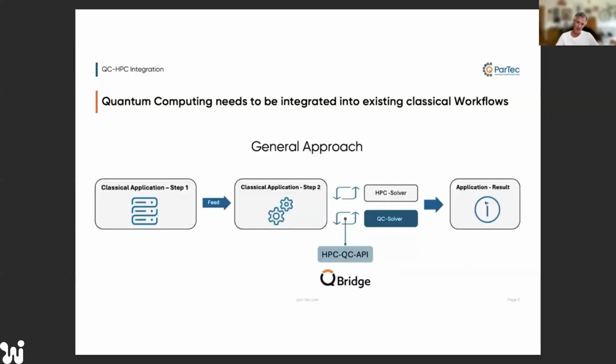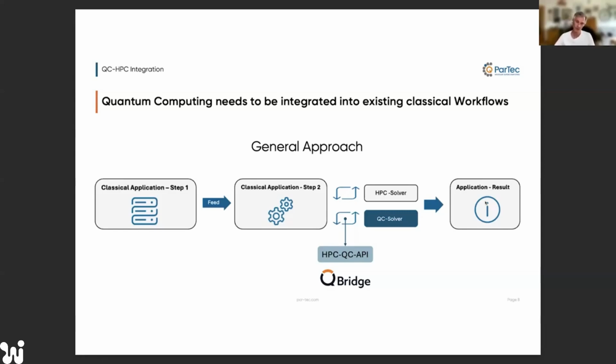Okay, as I said, there should already be some kind of workflow for the classical solution in AI or HPC. There's some pre-processing step, and then this goes into an HPC solver. And at the end, you're getting the application results.